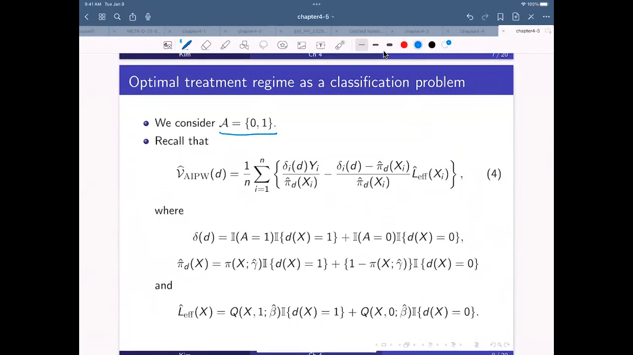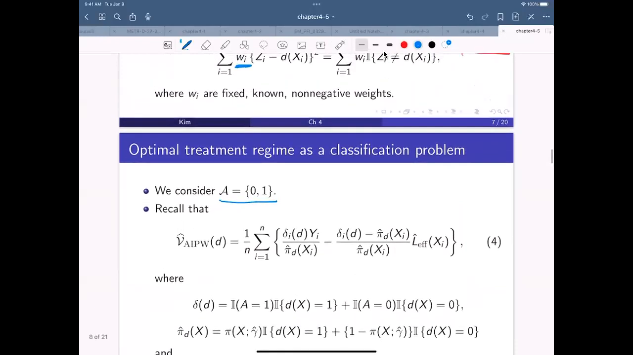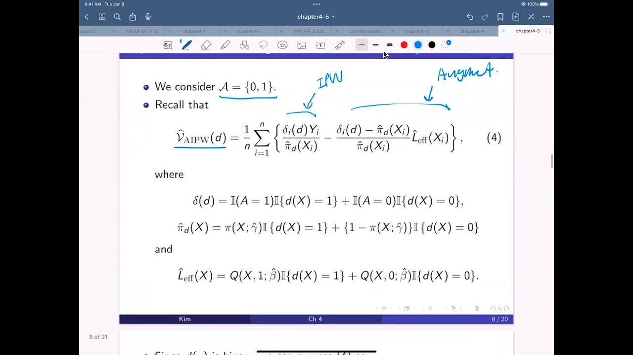Recall that this is the estimated value for a given decision rule D(X). This is the augmented IPW estimator. This part is the usual IPW, and this one basically has an augmentation, where the augmented term we project onto is basically the conditional expectation.